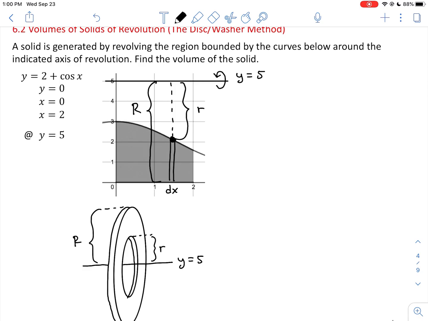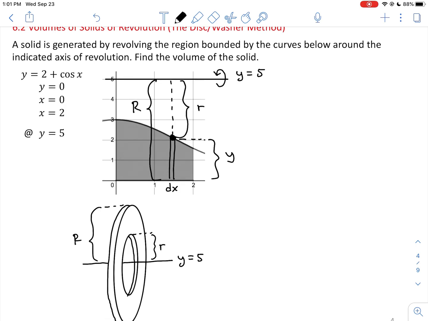So now I want to figure out a few different lengths here. The point P, the point that I've highlighted there, which is at the top of our strip, is y units away from the x-axis. Big R: now imagine this strip being in different locations. Big R is going to be constant because the bottom end of the strip is always the same distance from the axis of revolution, no matter which strip I'm focused on. So big R is actually a constant. Big R is just going to be 5 units.